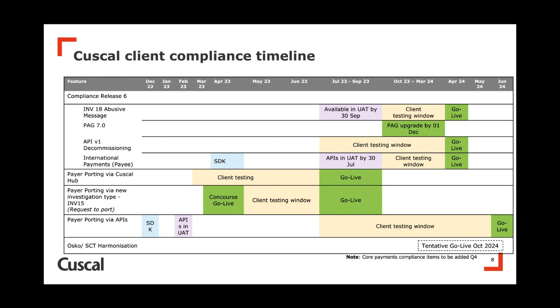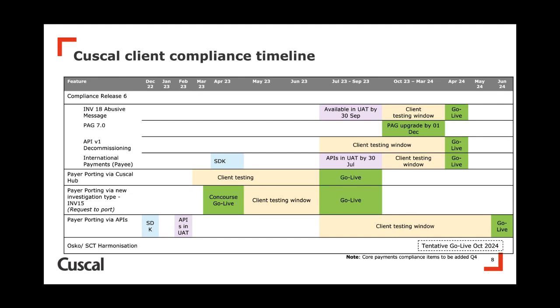The hub UIs will be available in UAT very soon. The go-live date, we're again looking at between July to September, based on the direction that we get from NPPA. The go-live date for the payer porting has been shifted from June 2023 to June 2024.